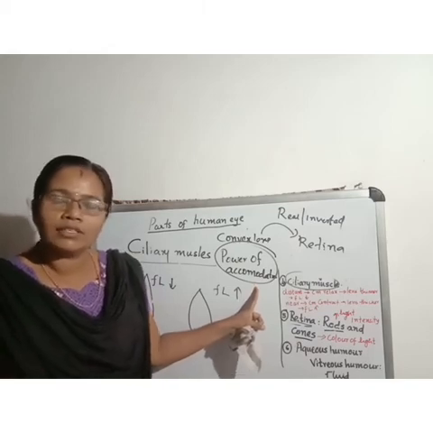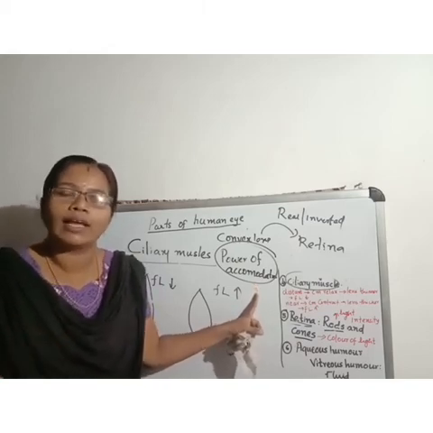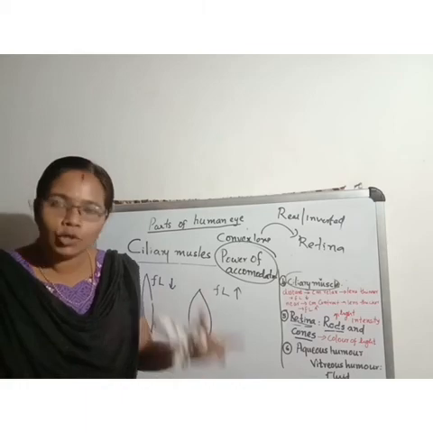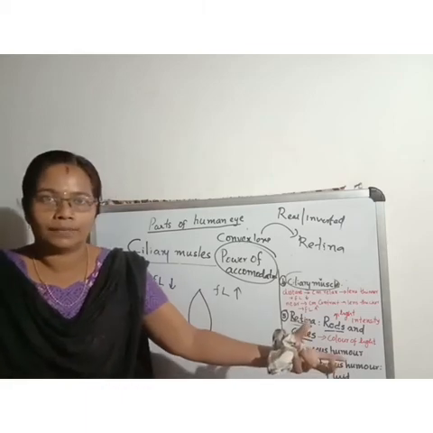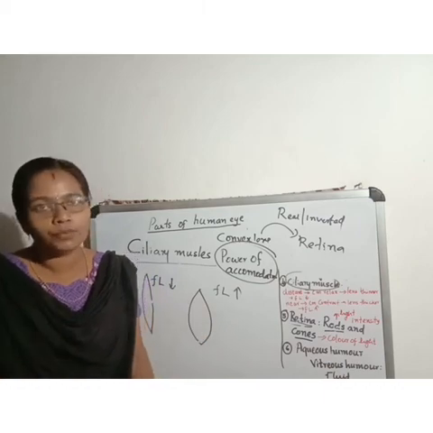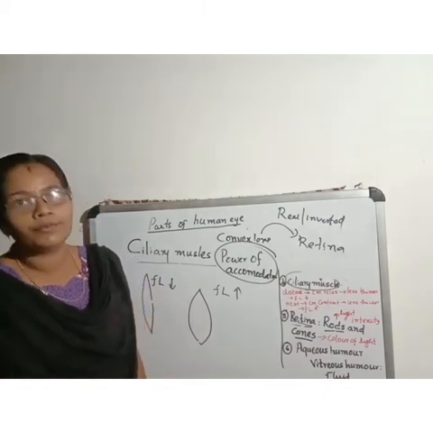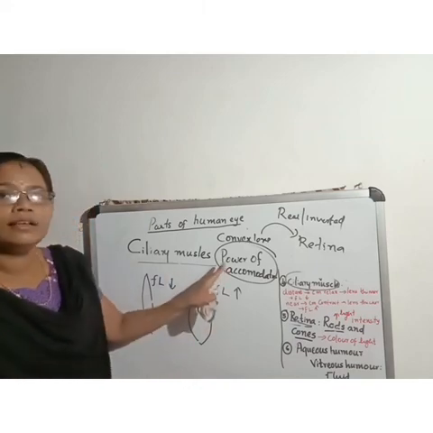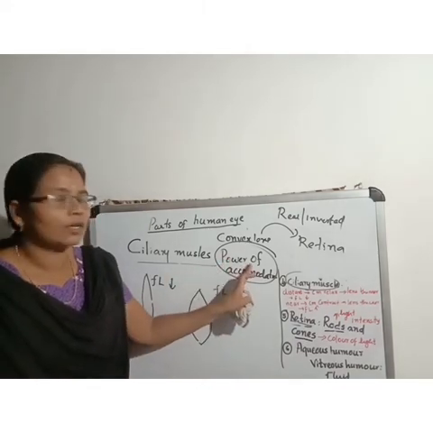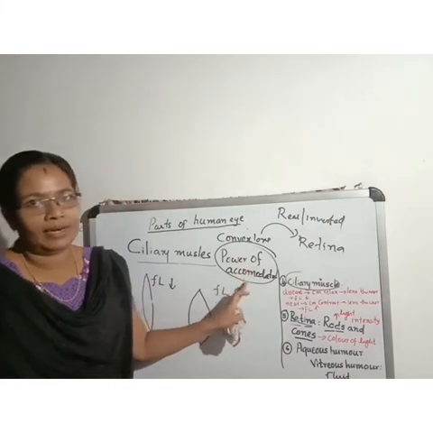Actually, what we are changing here is the focal length of the lens. We want to get the image always on the retina. Whether you are looking at a nearby object or a far away object, we want to form the image on the retina with this function, which is called the power of accommodation.